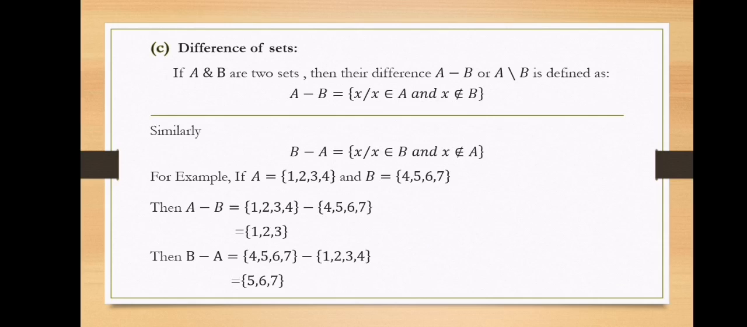Then comes the difference of sets. If A and B are two sets, then their difference A minus B or A slash B, actually this slash is representing the negative sign over here. That is the difference of two sets. A minus B is equal to x such that x belongs to A and x does not belong to B. It means that if we find the difference of the two sets, we write the non-common elements of the first set only. Means to say, we are going to write those elements in the difference of two sets which are in the first set only and not in the second set.